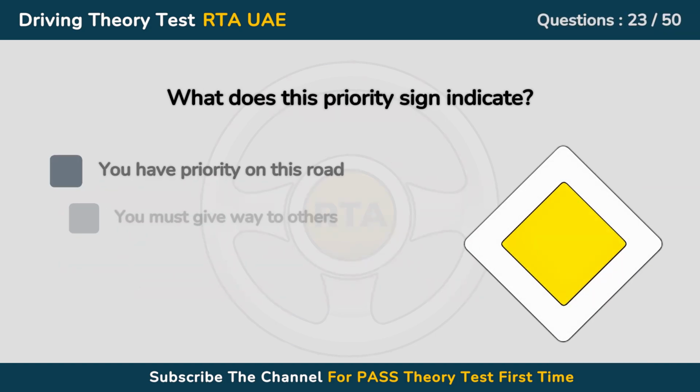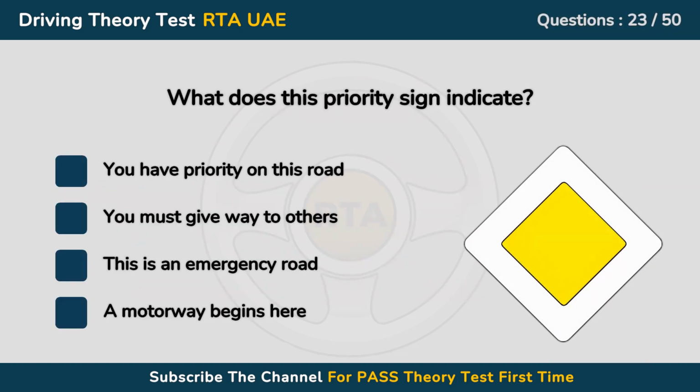Question 23. What does this priority sign indicate? A. You have priority on this road. B. You must give way to others. C. This is an emergency road. D. A motorway begins here.